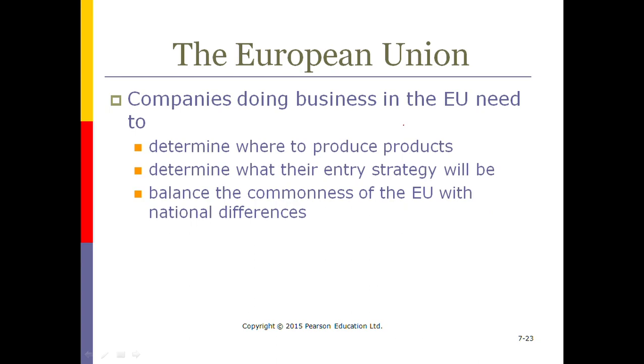So, what about companies who are doing business with the European Union? We say that companies who do business with the European Union will treat the European Union as a country as a whole. In fact, they have to determine where to produce the product and also determine what their entry strategy will be. Basically, they need to balance the commonness of the European Union with their national differences. So you will see that it is not a single country, it is a combination of more than 27 countries within the European Union. So you have to follow all the required strategies to adhere to such a wide audience.